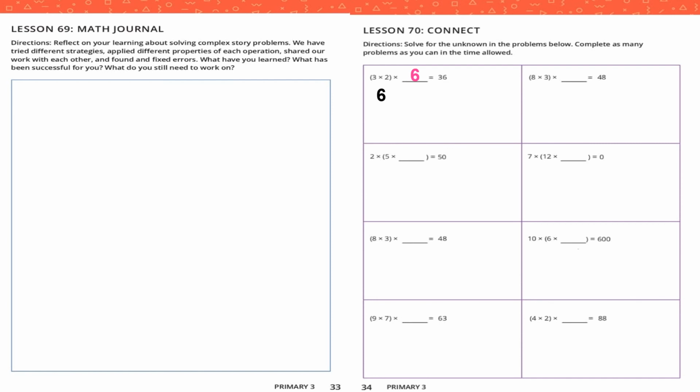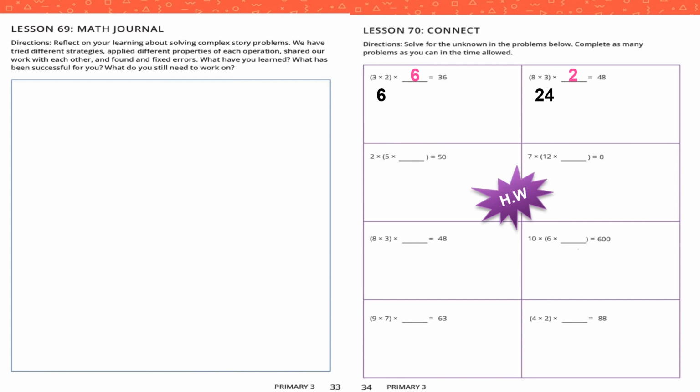The next one. 8 times 3 times what equals 48? 8 times 3. They are between brackets, so I will solve them first. 8 times 3 equals 24. 24 times what equals 48? If you think, you will find here that 4 became 8. So I multiplied 4 by what? By 2. And 2 here became 4. I multiplied 2 by what? By 2. So it's 2.